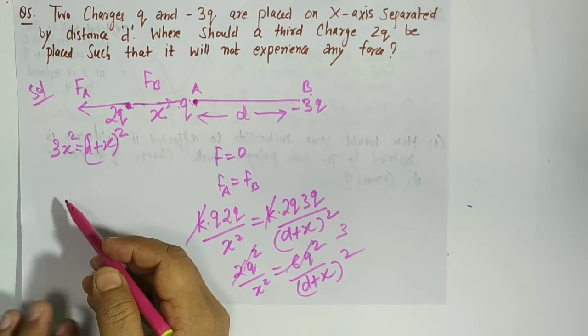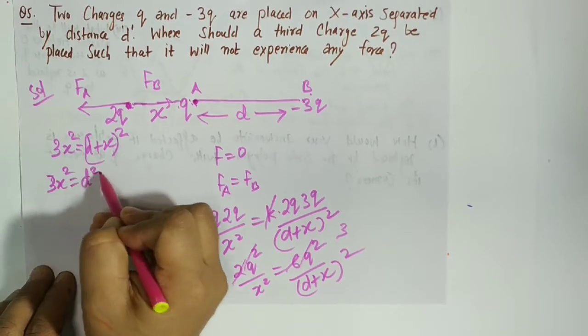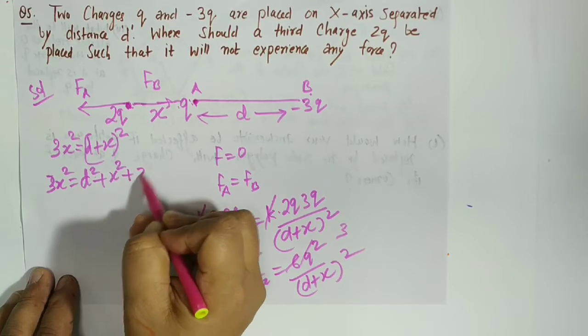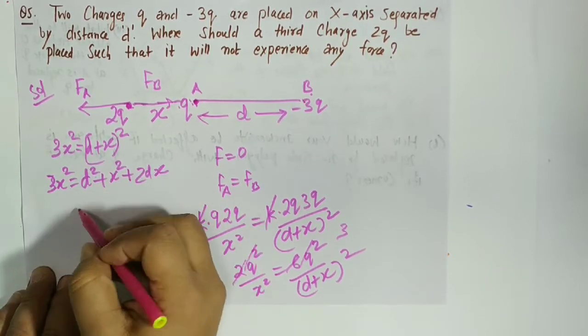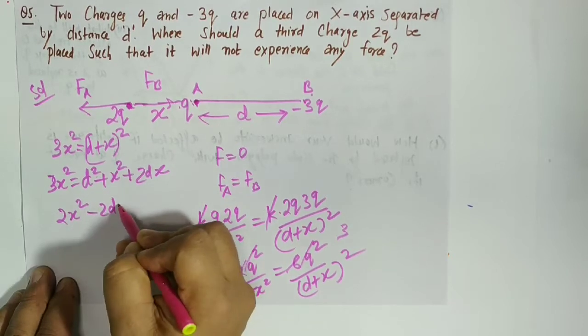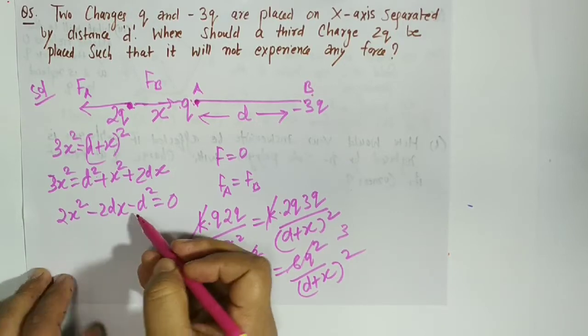So this is the equation which has been made here, and you will solve it out. It will be 3x square equal to d square plus x square plus 2dx. So solving it out, taking it on that side, it will be 2x square minus 2dx minus d square equal to 0. So find out the roots of x.